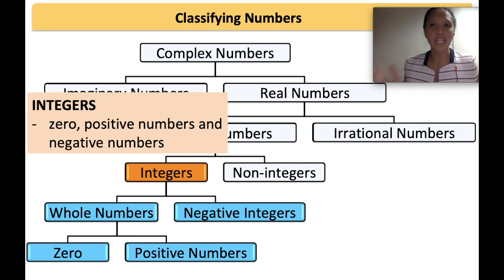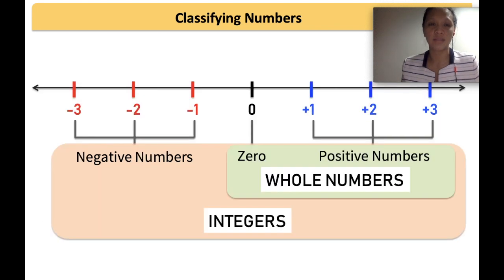So para ma-imagine natin, here's a number line. So, sa gitna ng ating number line, meron tayo 0, which is neither positive nor negative. On the right side of our 0, andyan ang ating positive numbers. On the left side, andyan naman ang ating negative numbers. So, dito makikita nyo when we say whole numbers, we refer to 0 and positive numbers. Pag sinabi naman nating integers, kasama na dyan ang negative numbers.